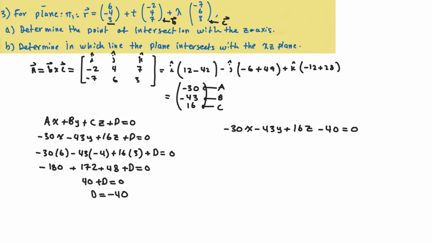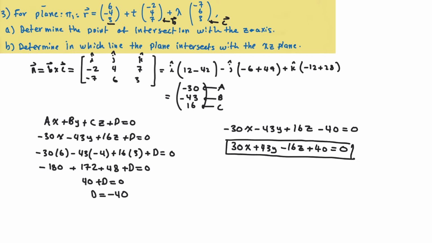And you can also just multiply everything by negative 1 to get rid of the negative here if you want. So let's do that actually. We will get 30x plus 43y minus 16z plus 40 is equal to 0. And that's my Cartesian form. Let's box this because we're going to need it for the rest of our answers.